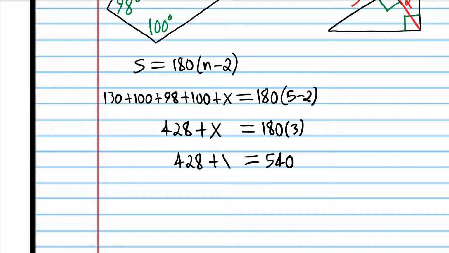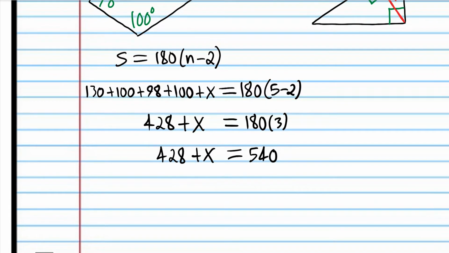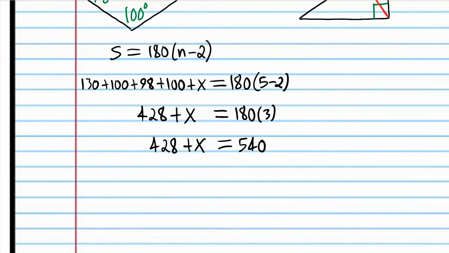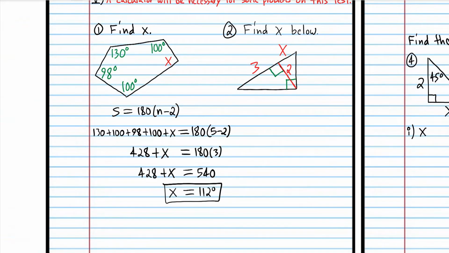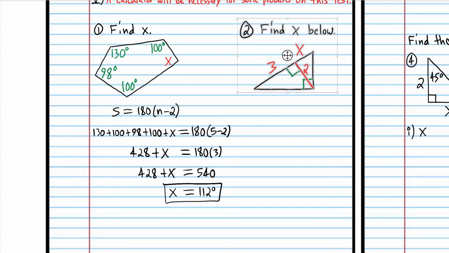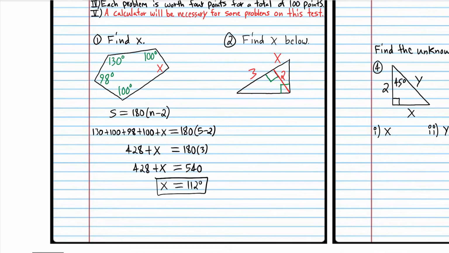And I want you to show this work. You may be able to do this in your head, but I want you to show the work. Now we're going to subtract 428. So 540 minus 428 is equal to 112. And be sure to write your degree symbol because that is an angle. So we found x is equal to 112. So if you got that one right, good job. If you forgot how to do that, that's okay. We're just warming up your brain here to prepare for the test.